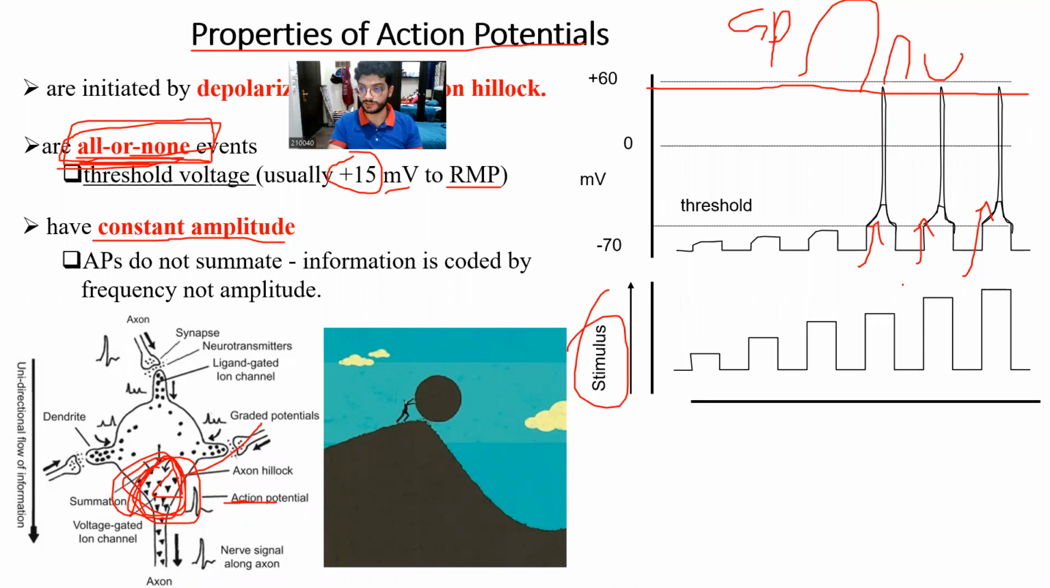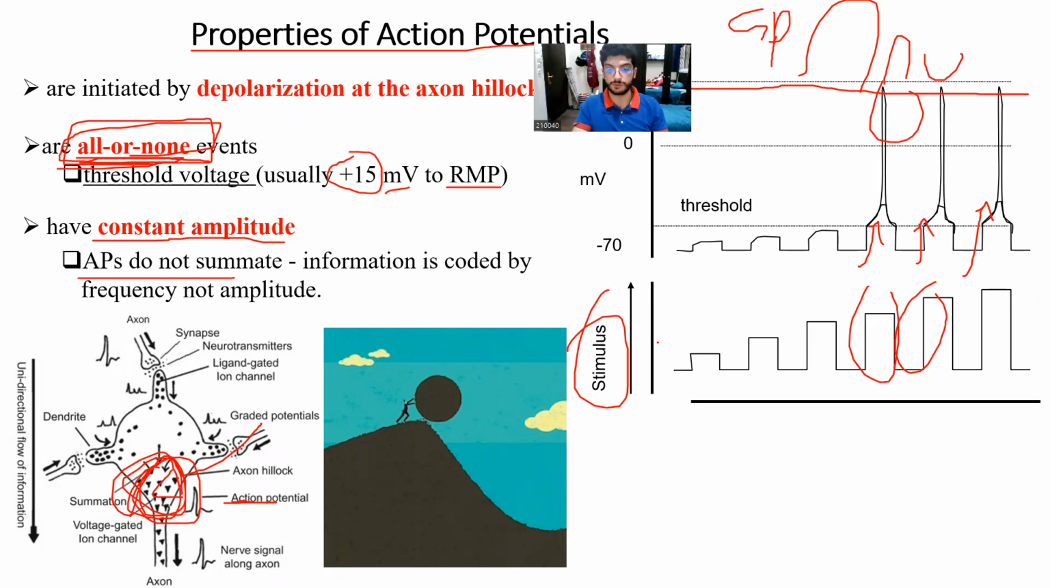Regardless of the stimulus. Take a look at the stimulus. We have a very strong stimulus over here that triggers the same action potential as this stimulus over here. It's the same. So this is what constant amplitude means.